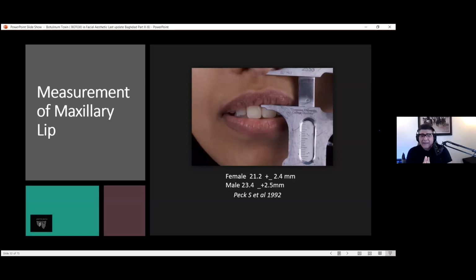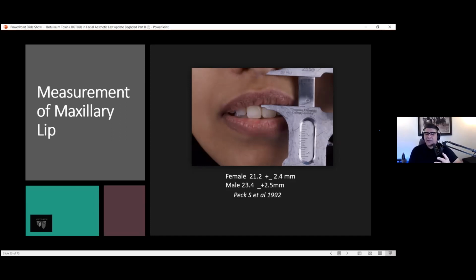And you can see the range in females is 21.2 millimeters, and in males 23.4 millimeters. I would like to mention here that males have a longer upper lip than females and a more powerful muscular lip. So when you start doing botulinum toxin to the upper lip, you have to think about the hyperexcitability or the hypermobility of the maxillary lip, or upper lip, in males.